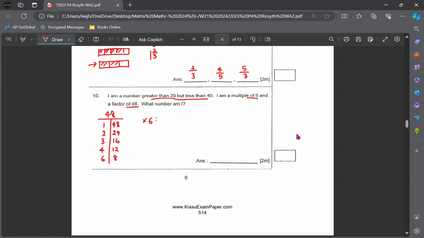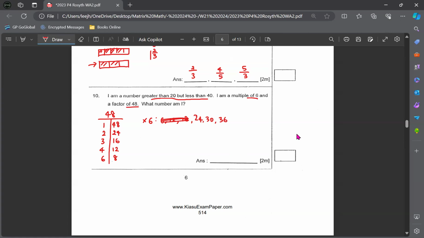Okay, so we already have a factor of 48, but we don't know the number because another clue we have is it is also a multiple of 6. So we list out multiples of 6 first, which is greater than 20 but less than 40. But if you want, you can just list out all multiples of 6. So 6, 12, 18, then you get 24, 30, and 36. Actually, you don't need to list down these three because it is greater than 20 but less than 40. So you can actually just list out 24, 30, and 36. Okay, within the number range. And they are multiples of 6.